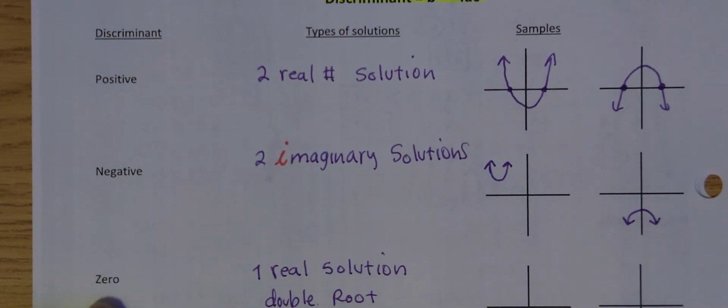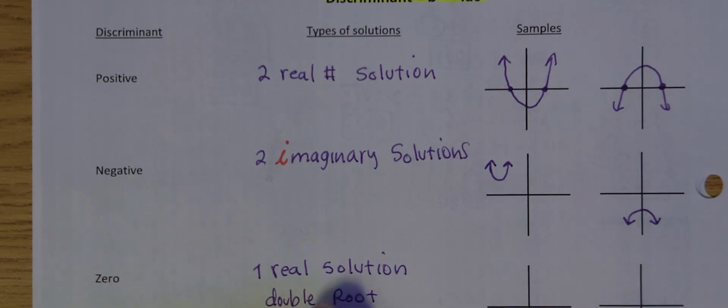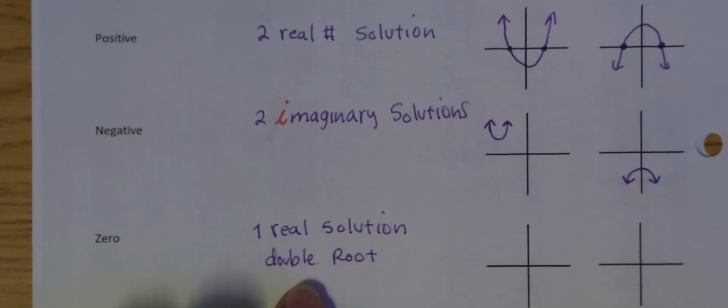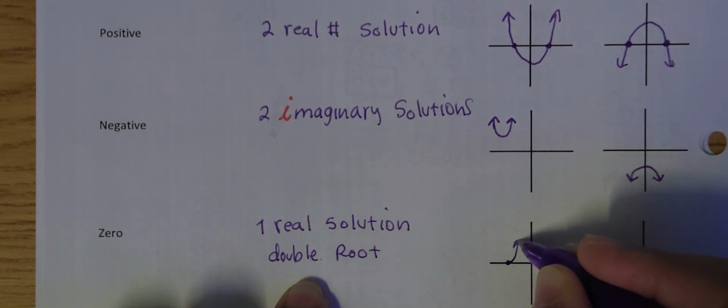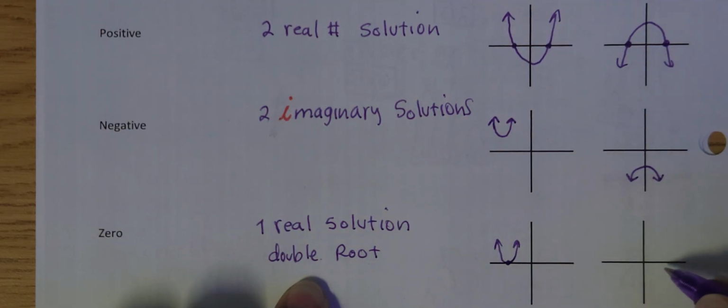What about when the discriminant gives you a 0? Then that means there is one real number solution, but it's a double root. So it could look like this. The vertex is right on the x-axis. Or it could also look like this. It could point downwards instead of upwards. But the point is the vertex is always on the x-axis.